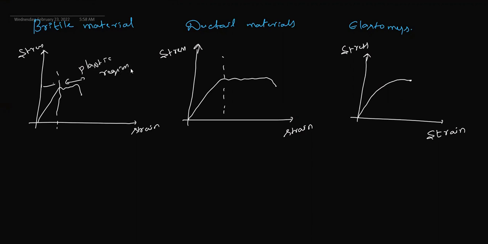In brittle materials, the plastic region is very small. As a result, the material will break very easily, with an application of little force, like a wire. Next, ductile materials. In ductile materials, the plastic region is large. The plastic region is good.